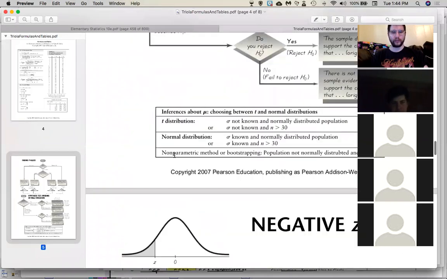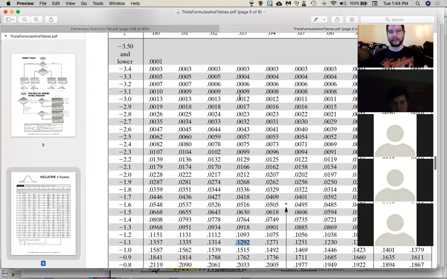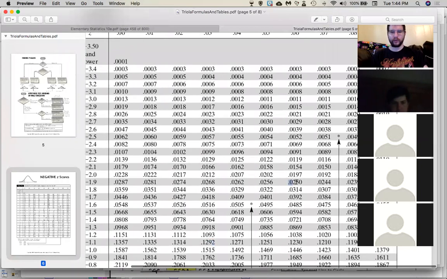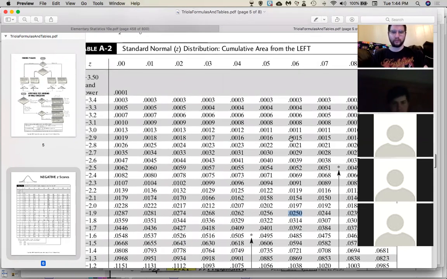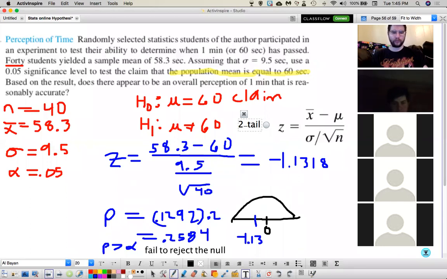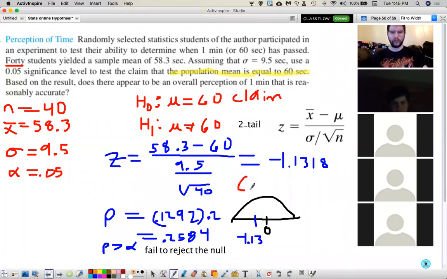Let's see, here's my chart down here. And I look for alpha inside the chart. 0.00, no, that's not it. 0.02, oh, here it is, 0.025, exactly. So that's negative 1.96. My critical values, 2-tail, I have 2 of them. My critical values are negative 1.96 and positive 1.96.